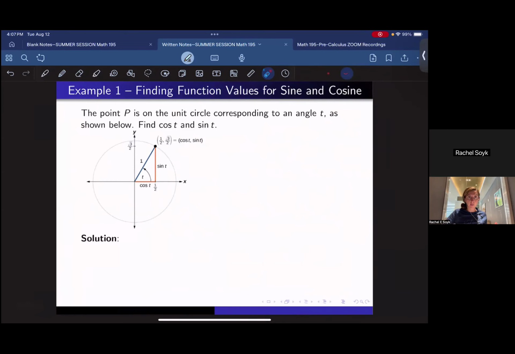So now we're at our first example where we want to simply find our cosine t and our sine t. Again, cosine t is just our x value, which is 1/2 here. And then our sine t is our purple, which is square root of 3 over 2. And we're done.